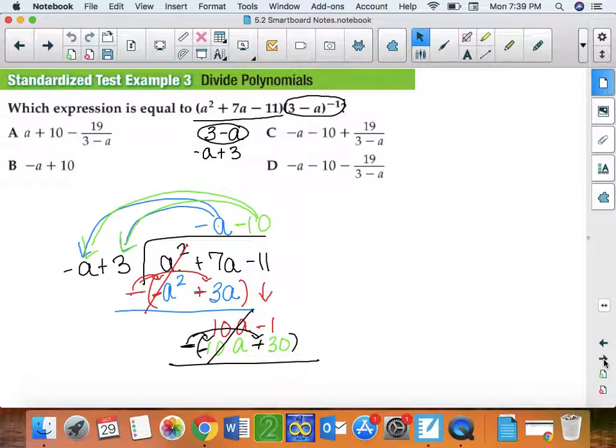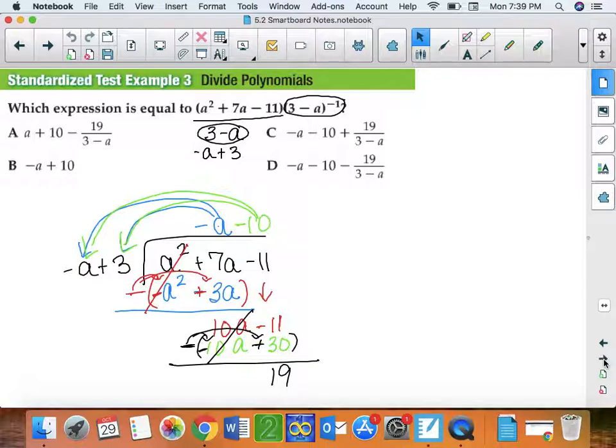So my a's cancel, and I'm left with, oh, whoops, that's an 11 that I was supposed to bring down right there, not a 1. Forgot that 11. So negative 11 plus 30 is 19. So my remainder is 19.